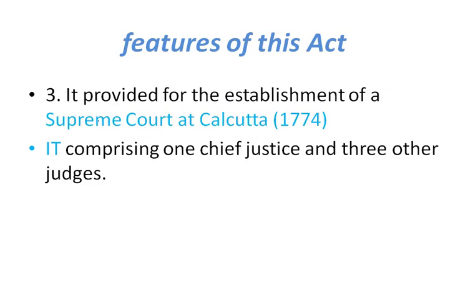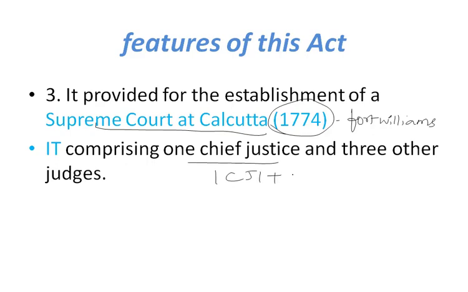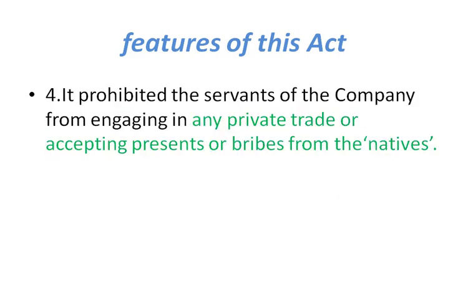And the third point is, this act also established the Supreme Court at Calcutta. The Supreme Court was established at Calcutta in place of Fort William in 1774. The Supreme Court comprised one Chief Justice and 3 other judges. The first Chief Justice was Elijah Impey. Then we will go to the fourth important point.